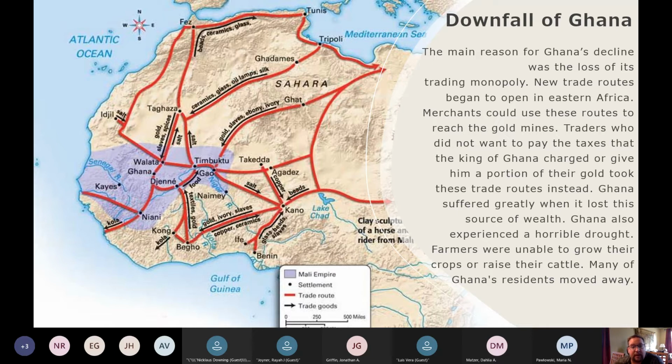Ghana also experienced a horrible drought, and farmers were unable to grow their crops and raise their cattle. Many of Ghana's residents simply moved away.